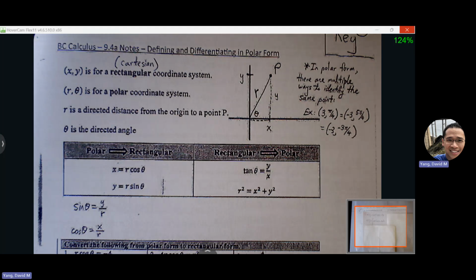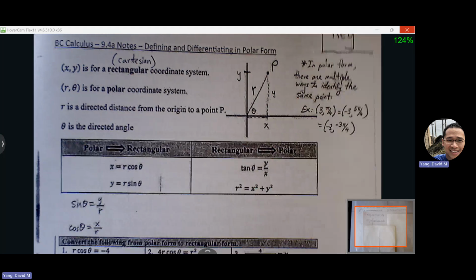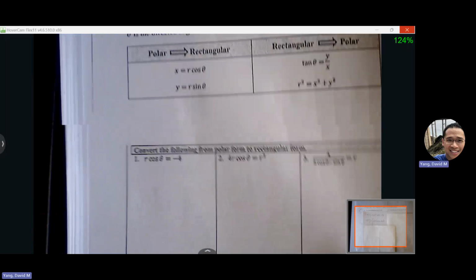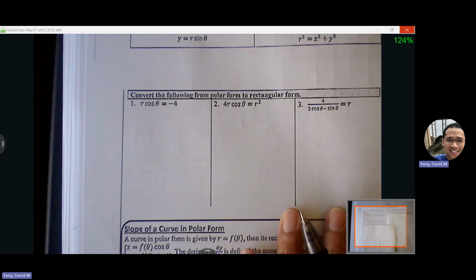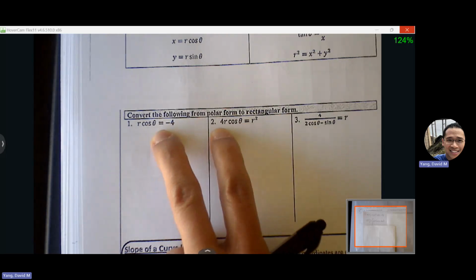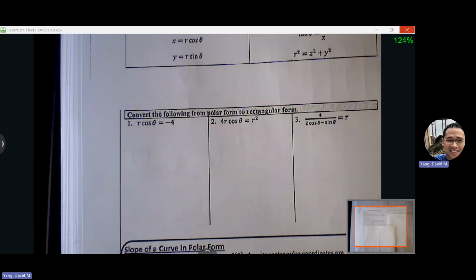So number one, we're going to look to convert these equations from polar to rectangular form. That means we want x's and y's instead of r and theta. So we're just looking for ways to make substitutions.